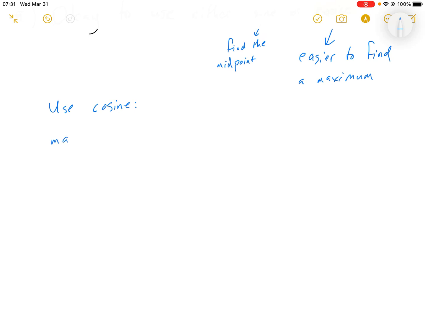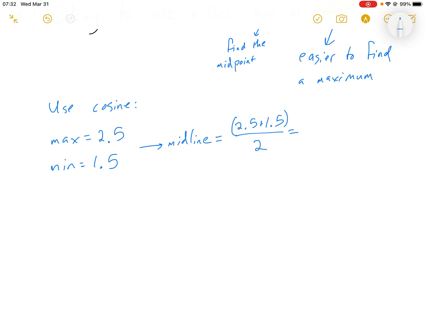So the first thing I'm going to point out is that the maximum occurs at 2.5 and the minimum occurs at 1.5. So this tells me that the midline, or the average value, is going to be, the reason I call it average value is because it's actually the average of these two points. You might just recognize that that is 2 already, or you can use this formula to do it. 2.5 plus 1.5 is 4. 4 divided by 2 is 2. So the midline is going to be the line y equals 2, which is good.